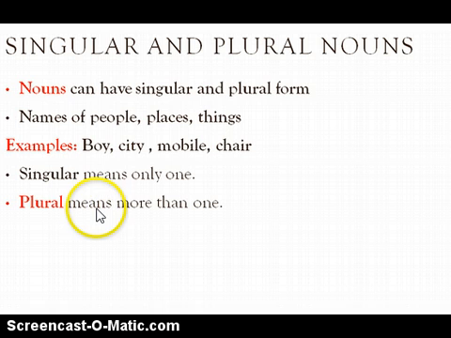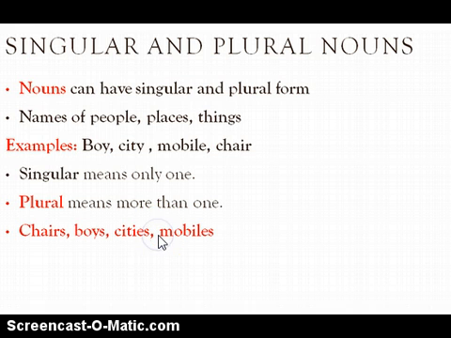However, plural nouns denote more than one person, more than one city, more than one mobile phone, more than one chair, and similarly all other things. So plural means more than one. For example, chair in this example is singular, and plural will be chairs. Boy is singular, boy means one, and boys mean more than one. City in this example is singular, cities is plural. Mobile phone means one mobile phone, and mobiles mean more than one. So these are called singular and plural nouns.